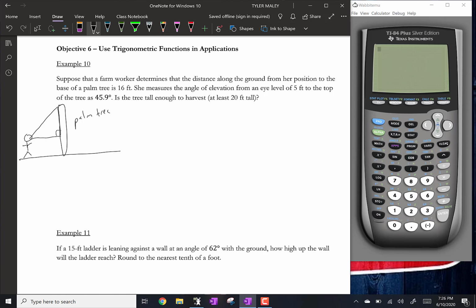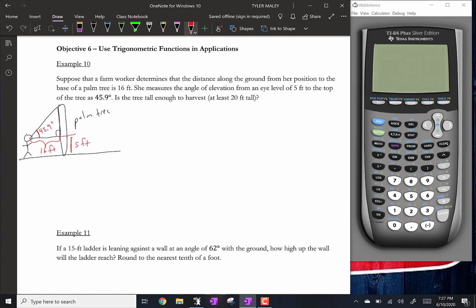So what we know is that from her position to the base of the tree is 16 feet, right? So in other words, this distance here is 16 feet. What we also know is that eye level is 5 feet of the person. So what that tells me is this distance here is 5 feet, right? From the ground to the eye level of the worker. And then the angle of elevation is 45.9 degrees. So that would be this measurement here. So that's 45.9 degrees.